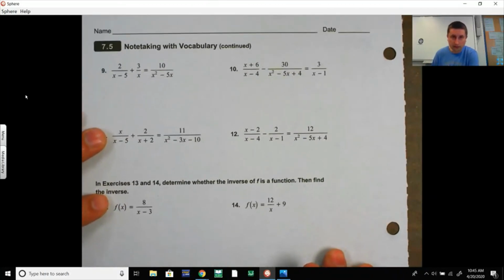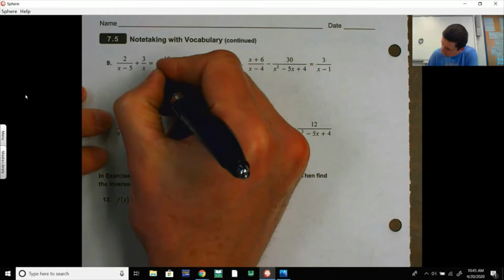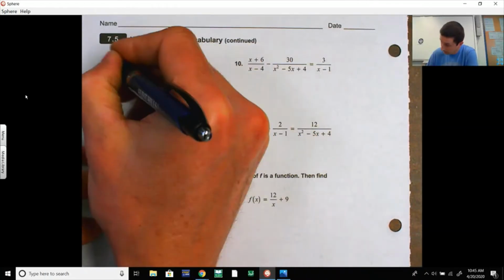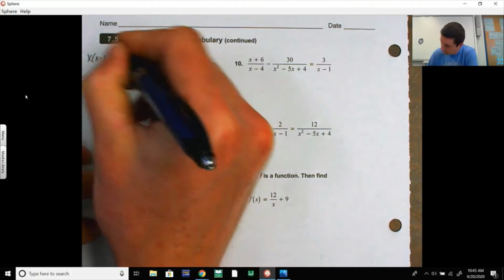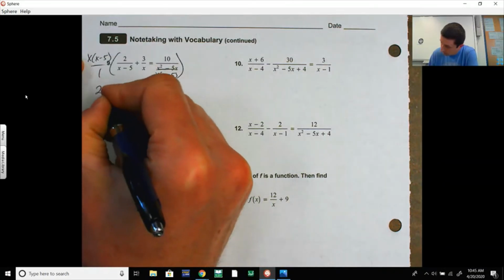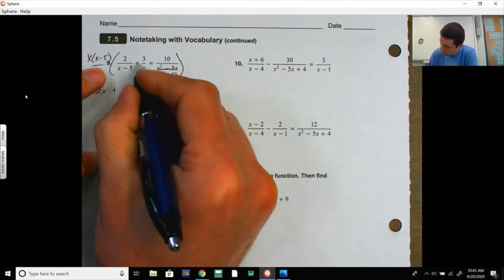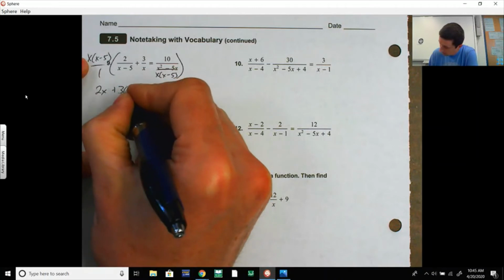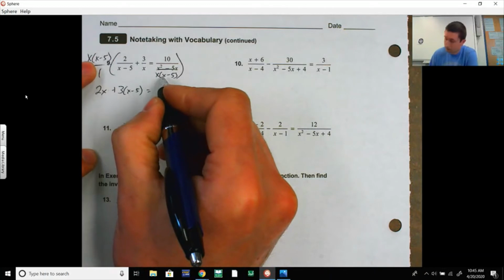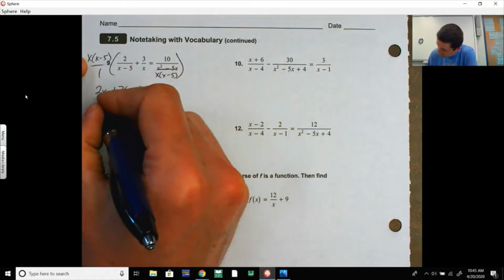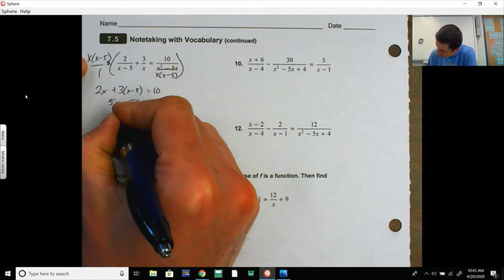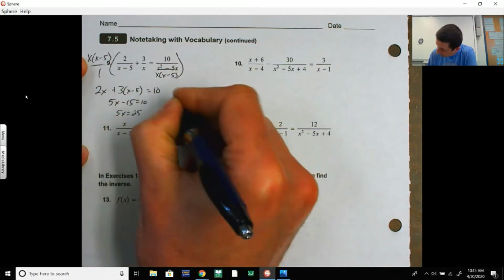Okay, let's see if we can speed this up a little bit. So factor this, x times x minus 5. I'm going to take everything times x and x minus 5 over 1. So when I do this first one, the x minus 5s will cancel, I get 2x. Plus, when I do the second one, the x's cancel, giving me 3 times x minus 5. And do a third one, they both cancel off, leaving me with 10. So 2x plus 3x is 5x minus 15 equals 10. So 5x equals 25, so x equals 5.